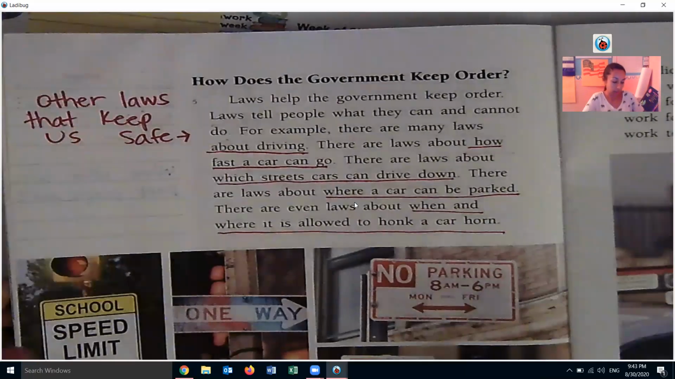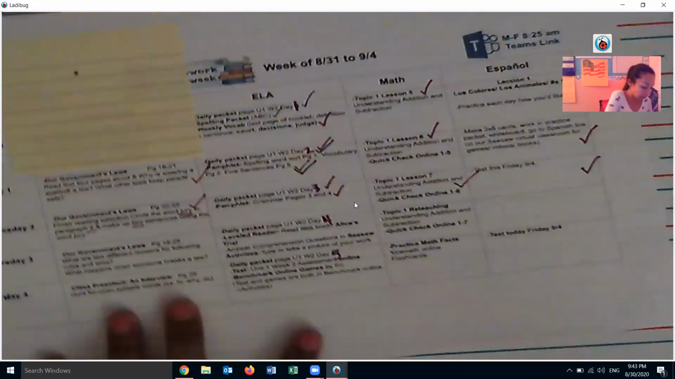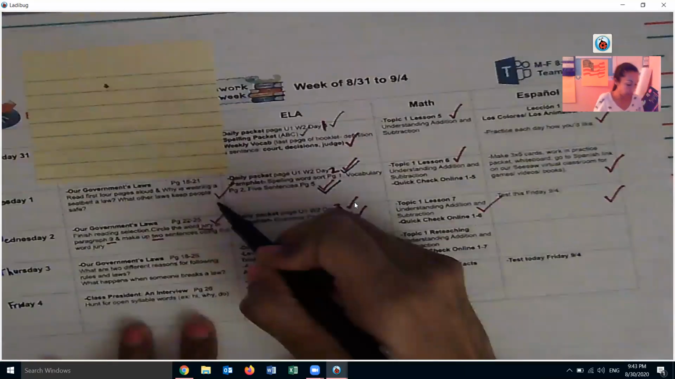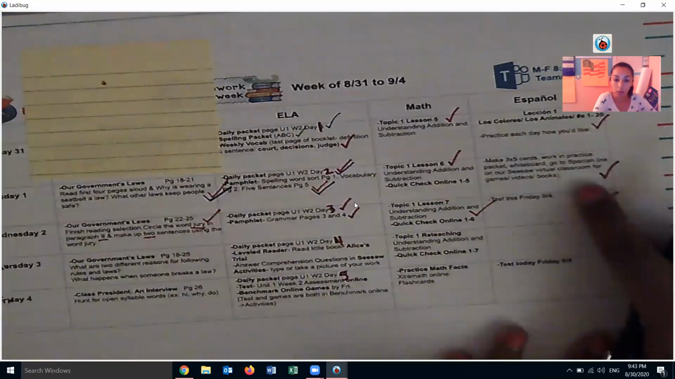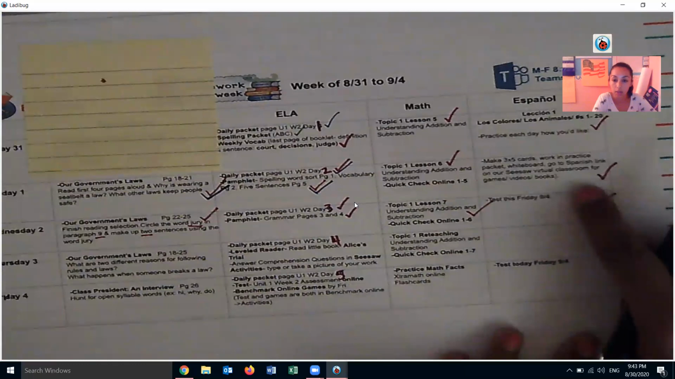So that is the end of our annotations for Tuesday. So we have check mark, mark, mark. Here for Español, I'm also going to check us off.